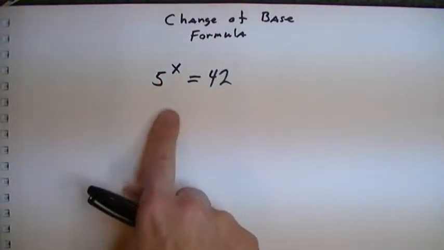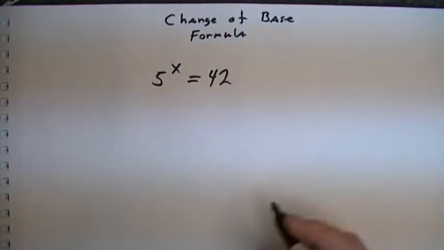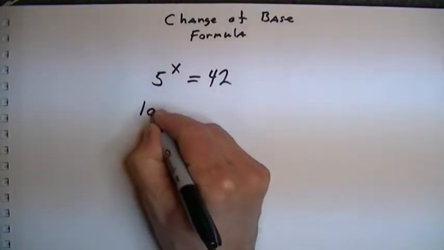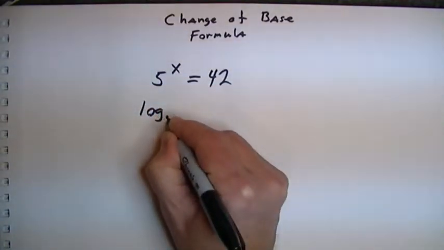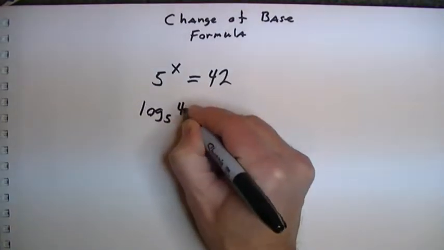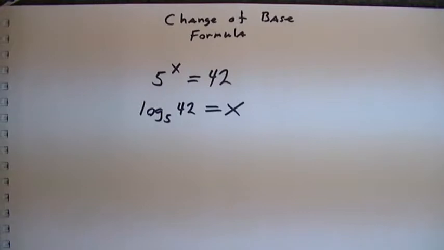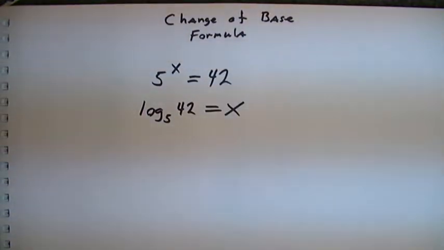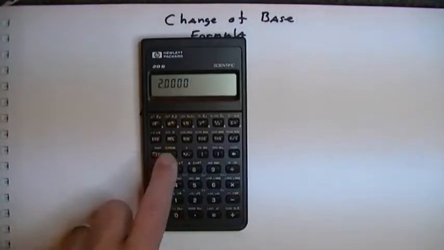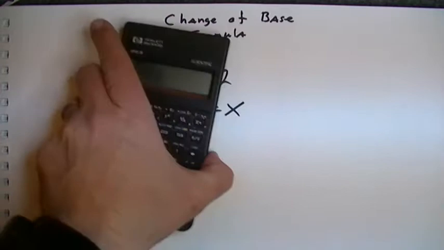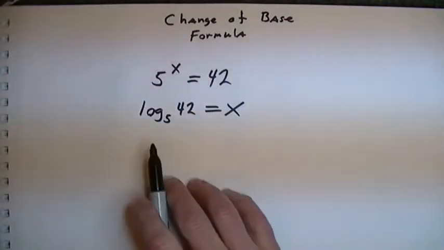So what we're going to do is first convert this to its logarithmic form. When we do that, we're going to get a log base 5. We're going to say log base 5 of 42 is equal to the number that we're looking for. Now that's all well and good, but once again, our calculator doesn't do log base 5. We can do log base e, and we can do log base 10. So how do you do a log base 5?